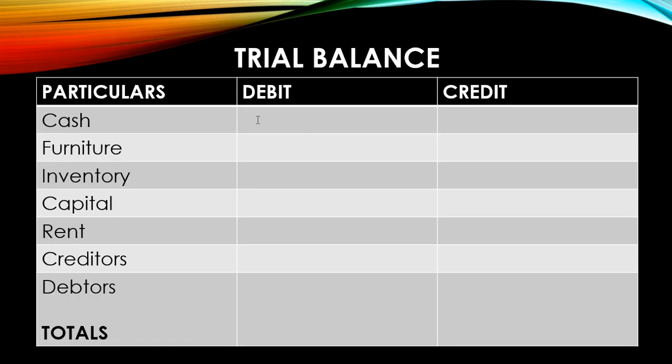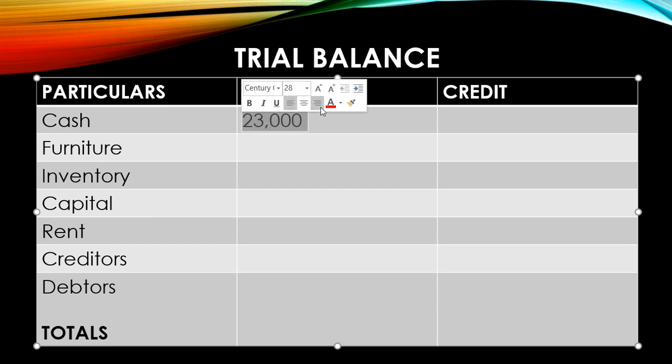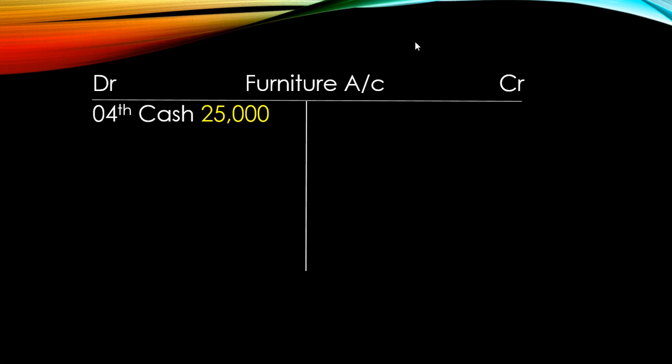The trial balance is here. So meaning our cash has a balance of 23,000. You bring it here in the trial balance, the way we have balanced and the way we have gotten it. This is the balance for cash. Go to furniture. Balance furniture. Furniture is here.